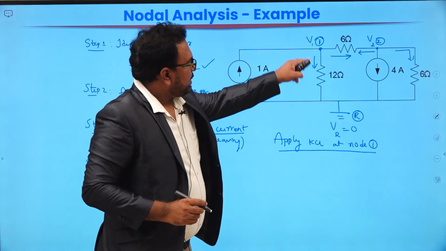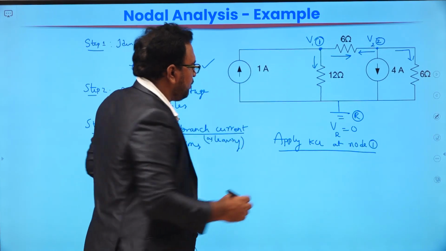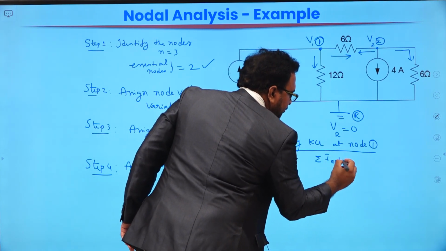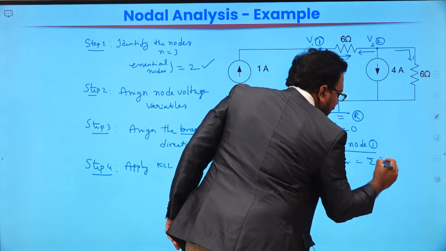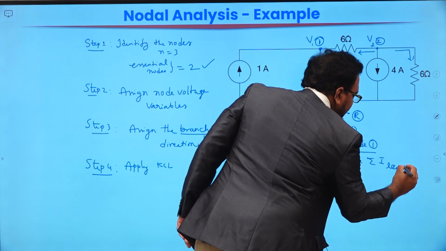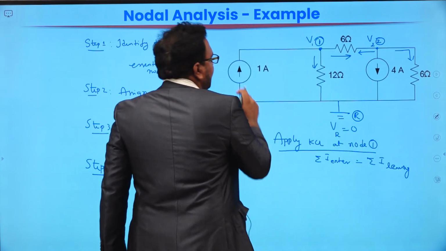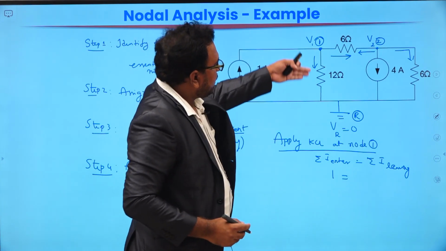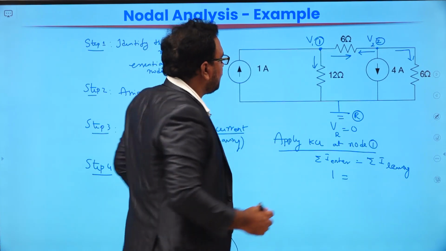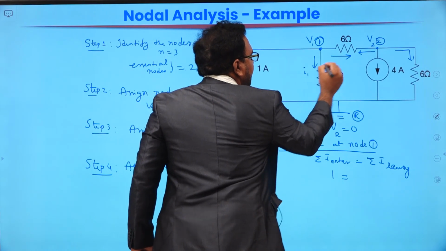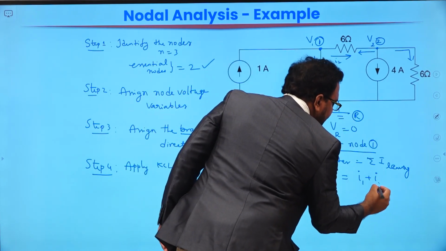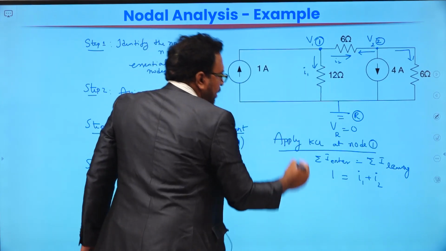So there are 3 branches connected to node 1. KCL means sigma I entering is equal to sigma I leaving. So what are the currents entering here? 1 ampere is the only current entering. And what are the currents leaving? Two currents are leaving. So assume these two currents as I1 and I2. So I1 plus I2. Now what is the value of I1?